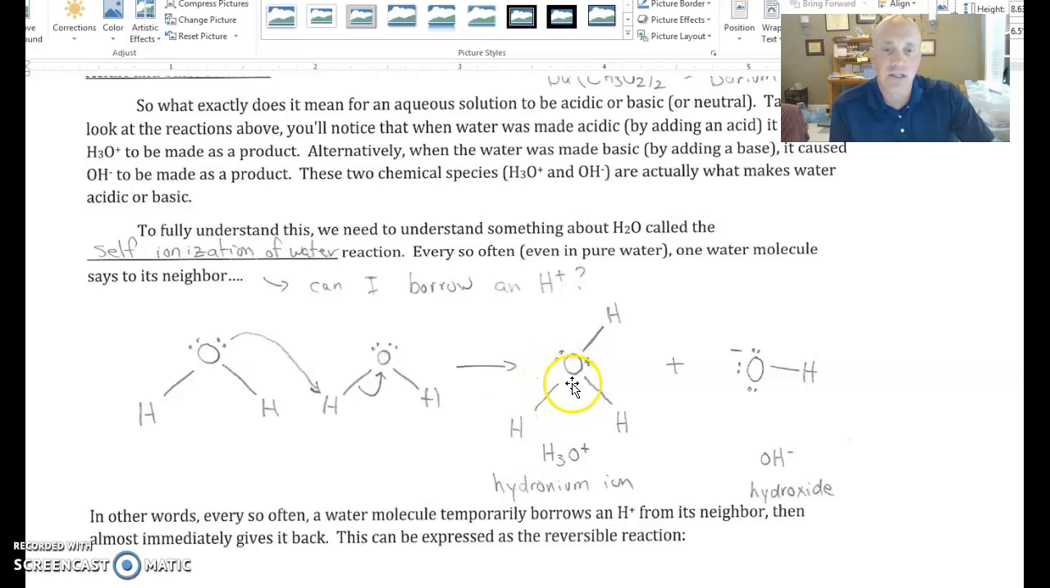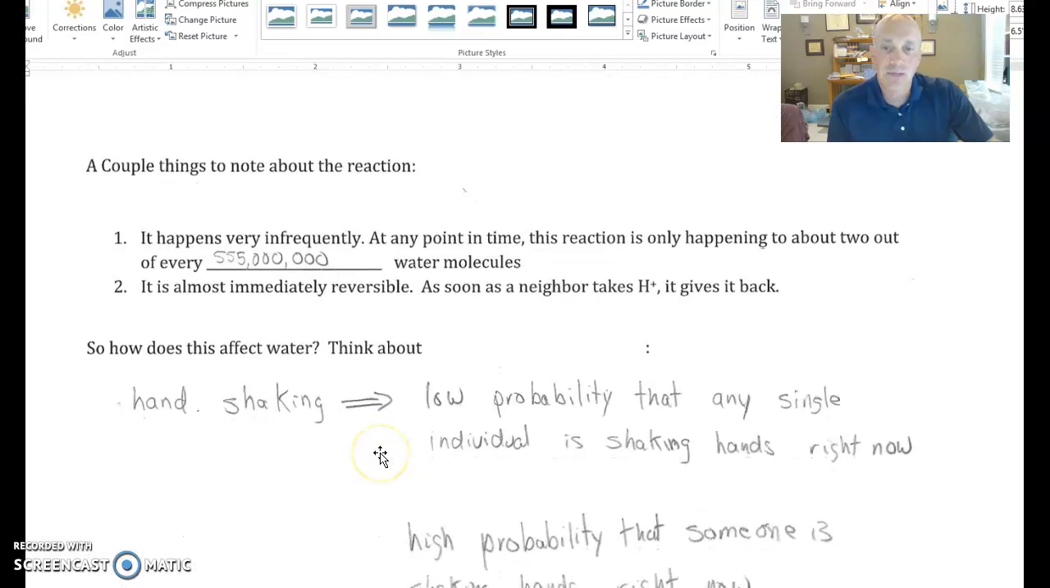You can kind of think of it as a little game of hot potato. If you had 10 people sitting around and you had a hot potato, at any given point in time somebody's got it, but no one wants to hold on to it for very long.